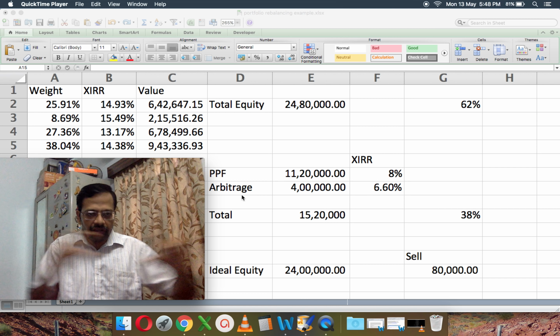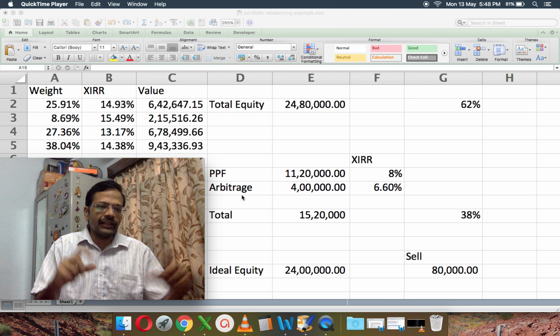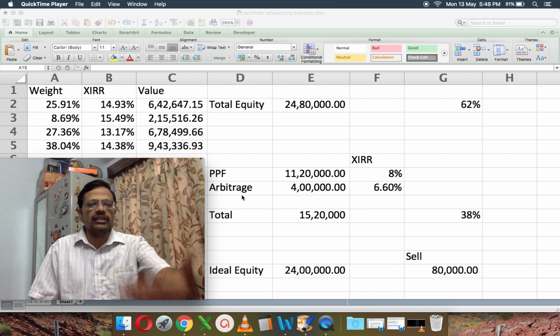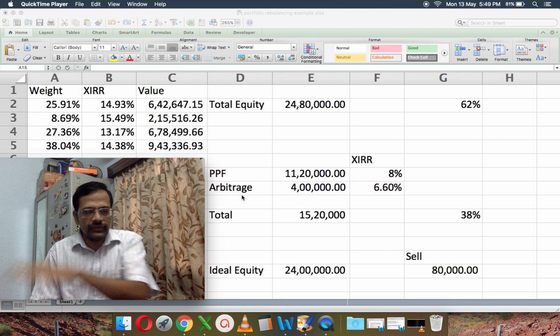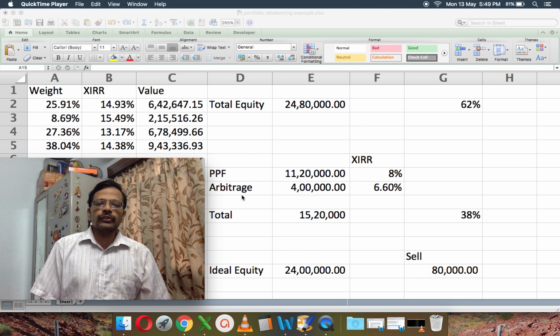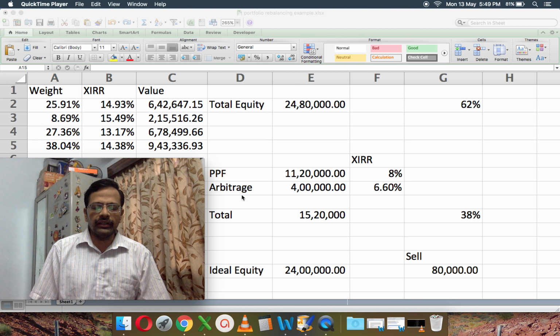The target asset allocation is 60% equity and 40% fixed income. This target asset allocation will change as the years go by, because as you go near the goal, you should decrease equity in a stepwise, gradual manner. So for this year, let's say the target is 60% equity and 40% fixed income.